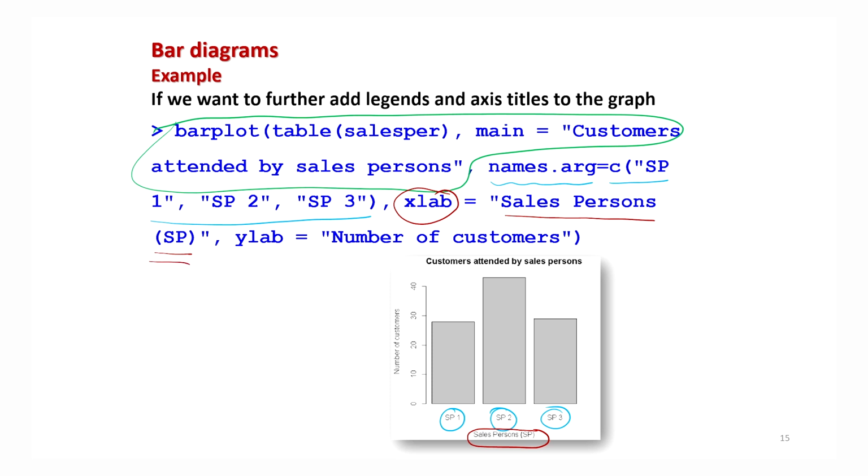Right. Similarly, if I want to write a title on the y-axis, say the number of customers, this can be obtained by ylab equal to number of customers in double quotes. So you can see that gradually I have introduced more options to make the graphics more informative.